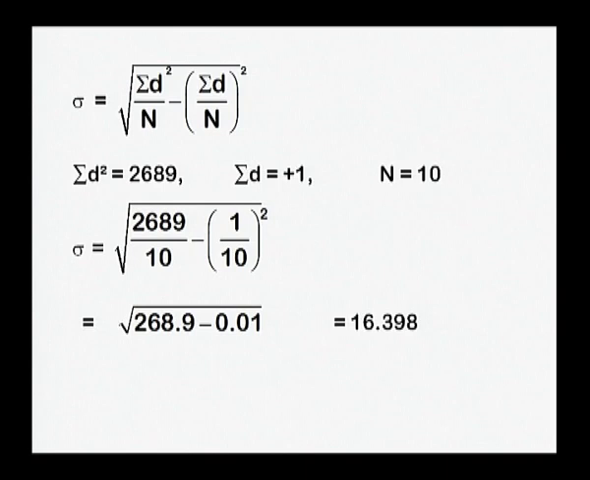Standard deviation is equal to root of summation d square divided by n minus summation d divided by n, whole squared. So, in this case, the summation of d square is 2689 and summation d is equal to plus 1 and n is 10. Now, we substitute the values in the formula, and we calculate 268.9 minus 0.01, then we take the root, and that is 16.398. This is the standard deviation.